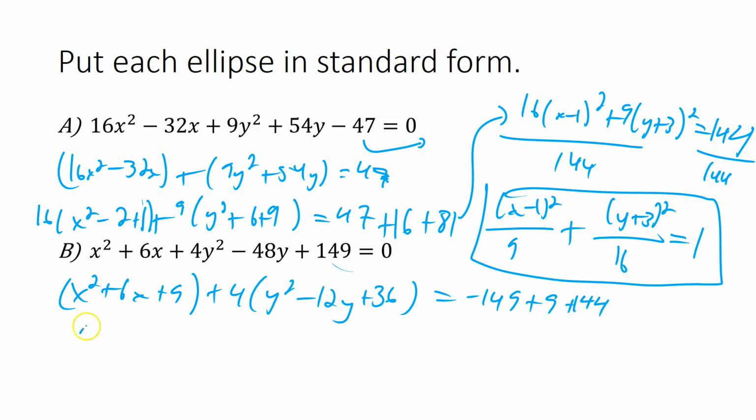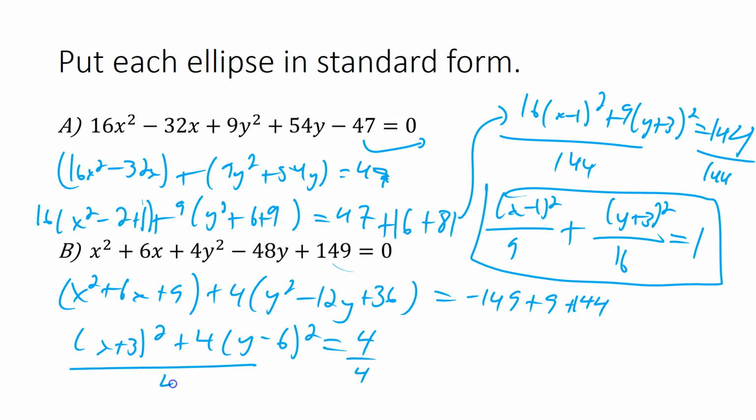Okay, so this guy is (x plus 3) squared. Then we have plus 4 times (y minus 6) squared, equal to, let's see, negative 140 is positive 4. Now we divide both sides by 4. So we got (x plus 3) squared over 4 plus (y minus 6) squared equal to 4 over 4, which is 1.